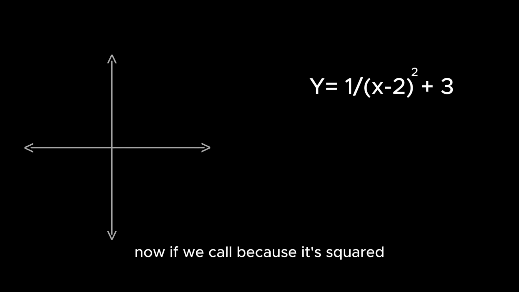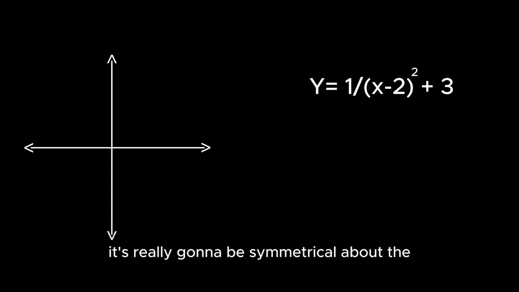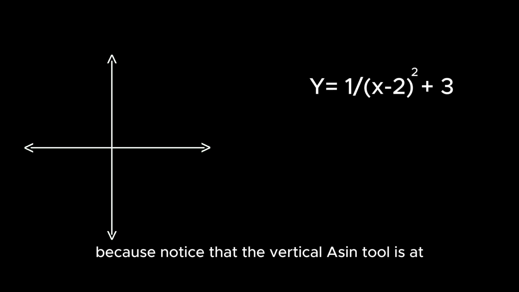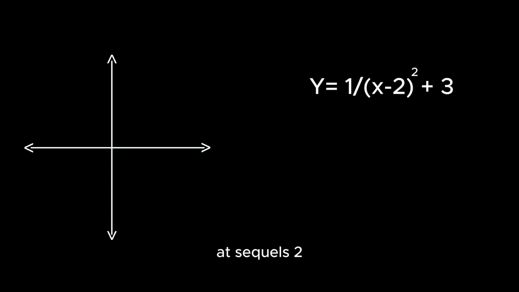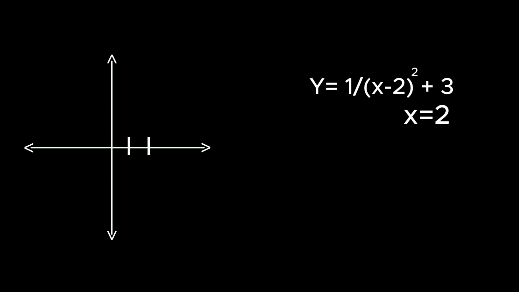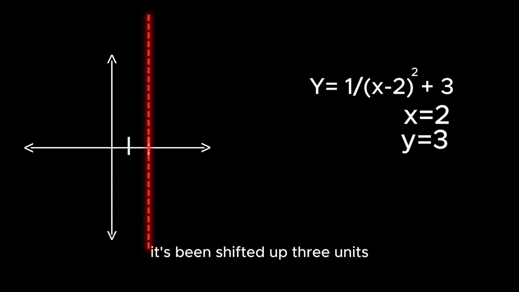Now, if you recall, because it's squared, it's going to want to be symmetrical about the y-axis. But in this case, it's really going to be symmetrical about the vertical asymptote. Because notice that the vertical asymptote is at x equals 2 now. It's been shifted 2 units to the right. So it's over here. And we can see that the horizontal asymptote is y equals 3. It's been shifted up 3 units.